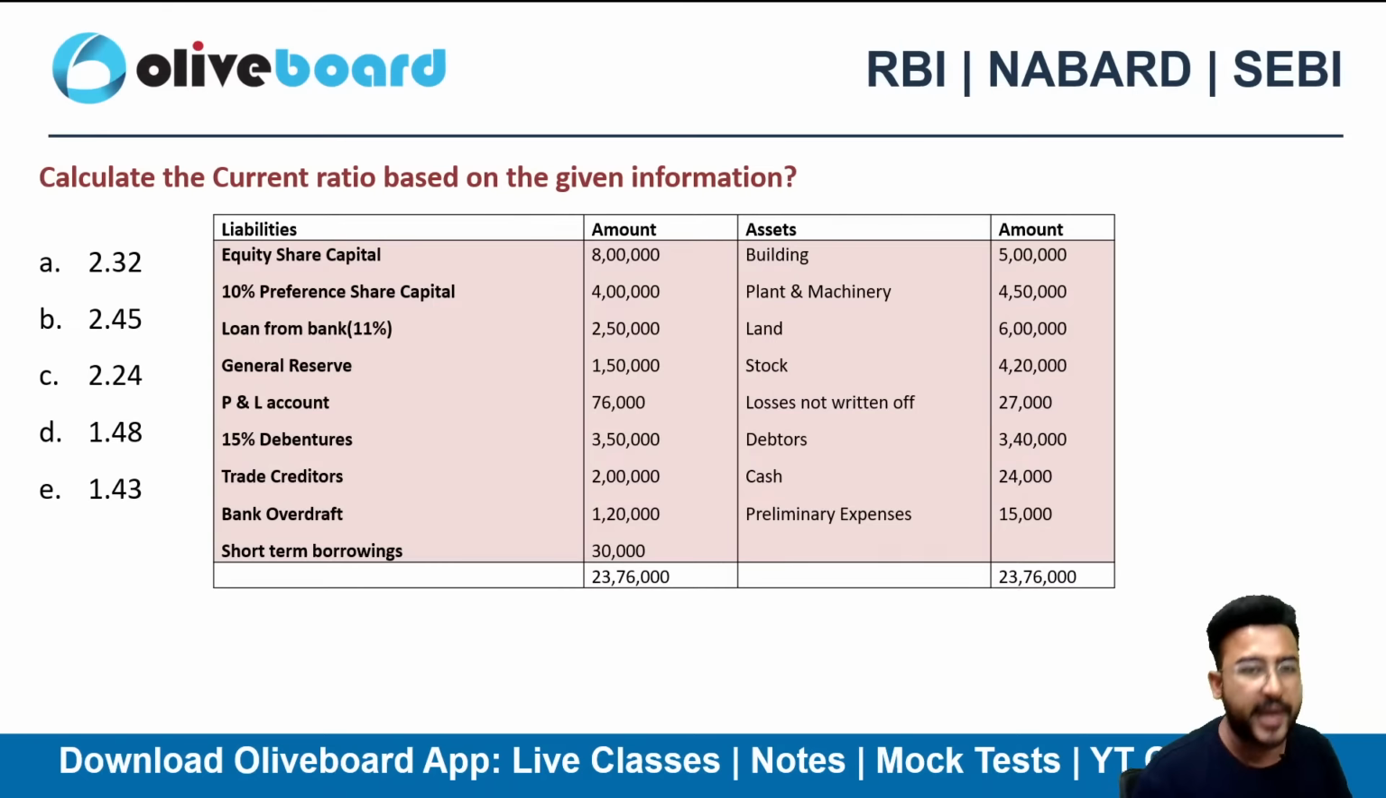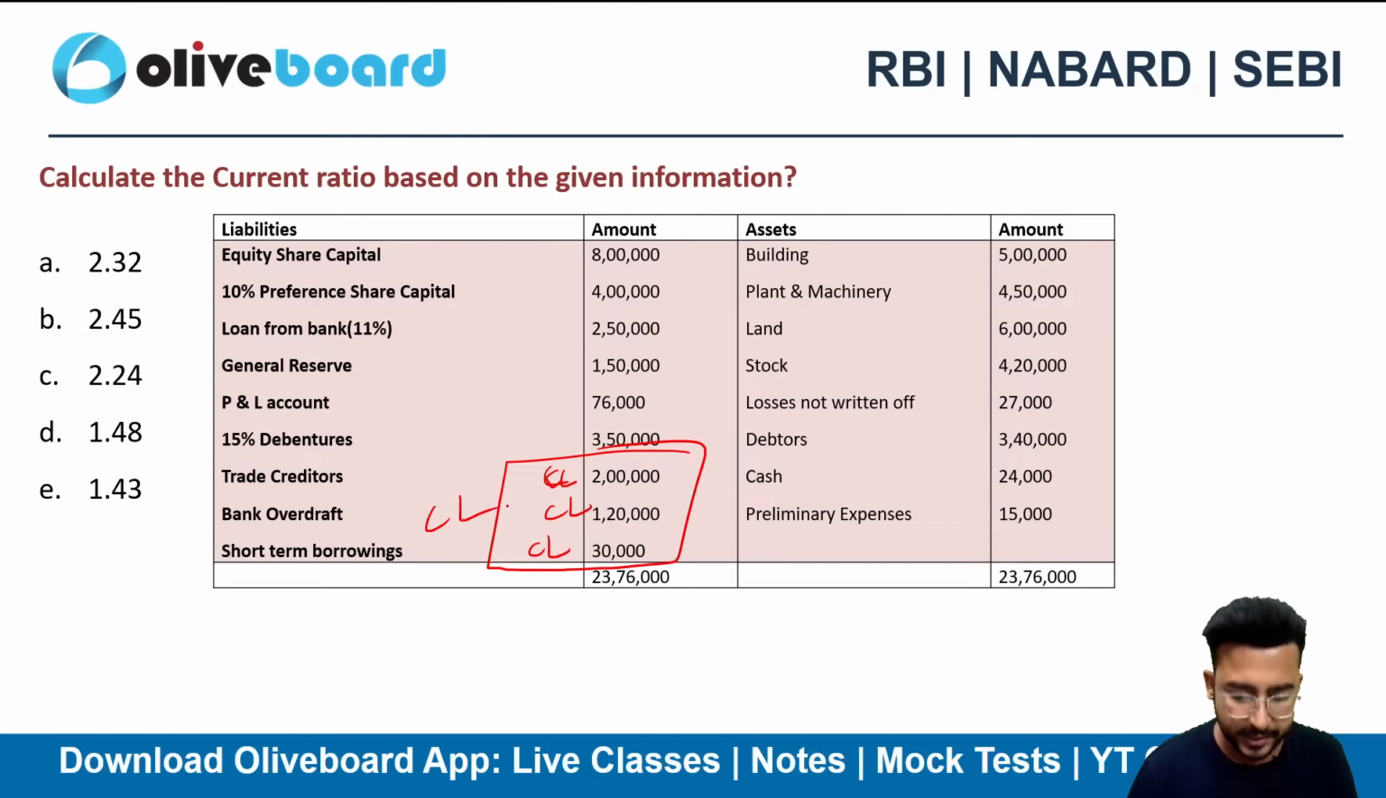Here you need to find out the current ratio. Current asset divided by current liability is the formula. I am having short-term borrowings, this is my current liability. Bank OD, this is my current liability. Creditor, this is my current liability. Rest of the things, I don't see a current liability. So these three are my current liability, right?